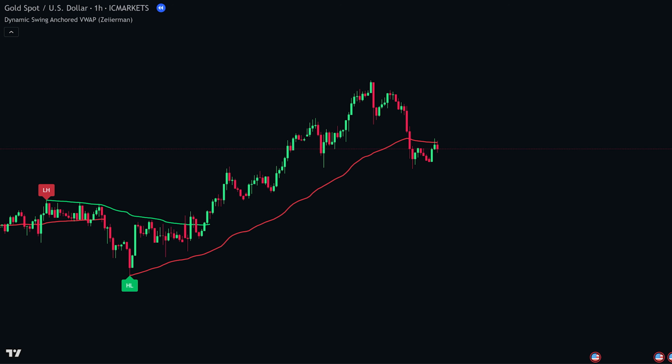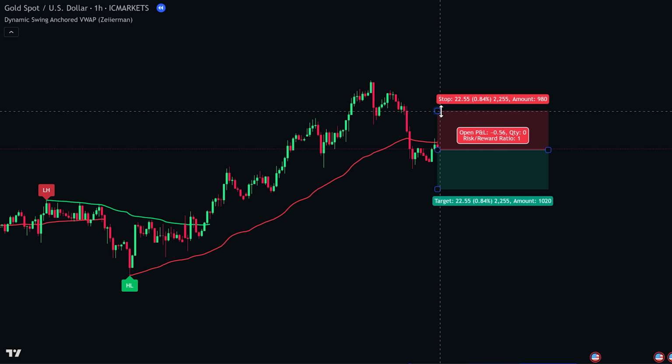Sell trade idea. On the sell side, price breaks below VWAP with a solid bearish candle. Don't jump in straight away. Let it pull back and retest VWAP from underneath. If the level holds as resistance and you see a bearish confirmation, that's your short entry.